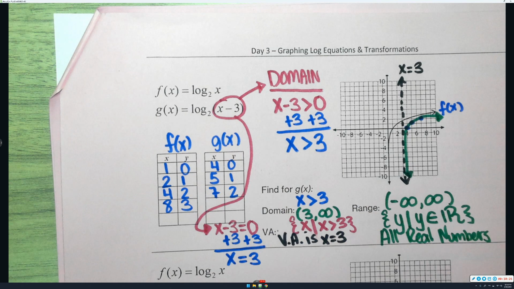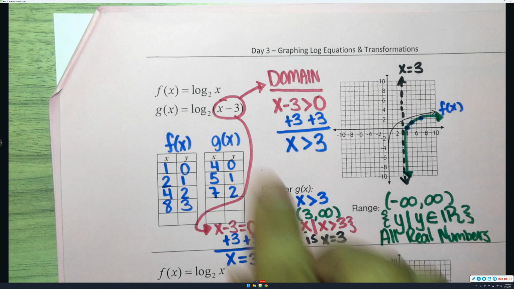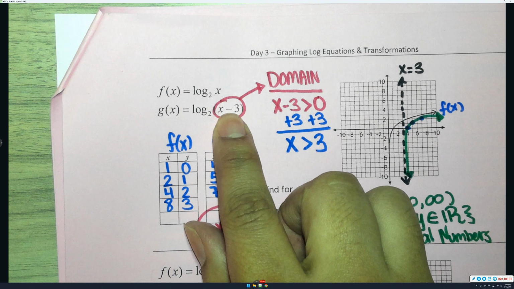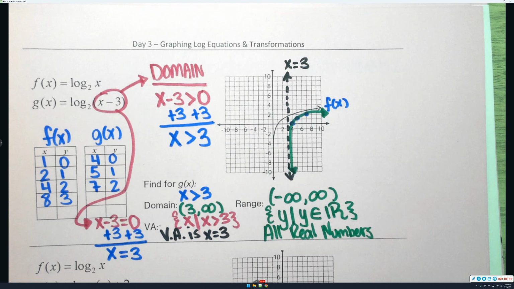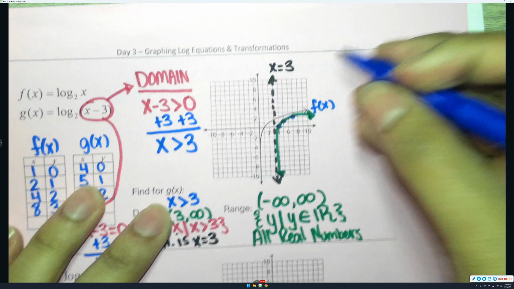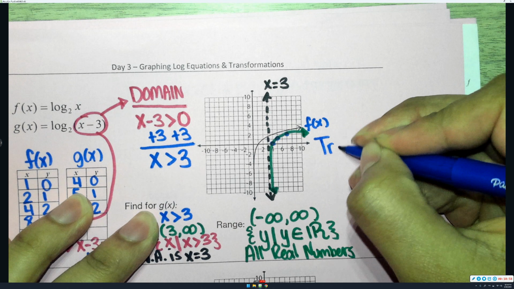Any number that's being added or subtracted within the parentheses to x is going to be a representation either going to the left or going to the right. Okay? So in this case, because I have a minus within the parentheses, it's going to go to the right-hand side by what? By 3 units. But if I had a number outside the parentheses, it would either go up vertically if it's a positive or down vertically if it's a negative, okay? So on the right-hand side, we're going to write down transformation. Write this down with me, guys. Transformation.